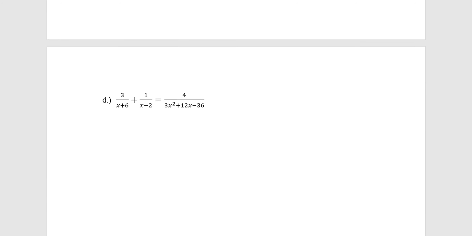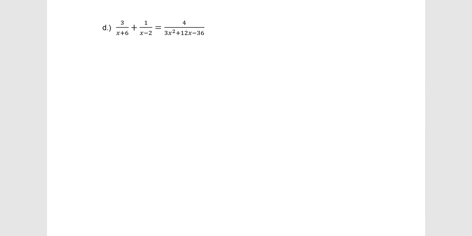Okay, so let's do one more. We have 3 over x plus 6, plus 1 over x minus 2, equals 4 over 3x squared plus 12x minus 36. Before we find the LCD here, we have to factor. The other ones were already factored. This one is not factored, so let's factor it. The first denominator here is good. We don't have to do anything. It's already prime. Same thing with the second one. We can't do anything with it.